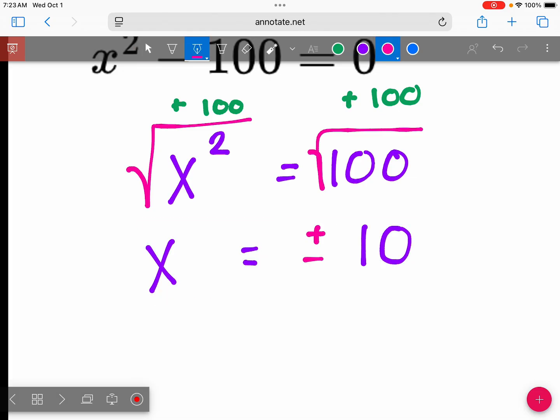Absolutely valid way to do that. Whenever we are square rooting both sides of an equation, because we chose to square root it, we need to add a plus or minus. Because it could be that it was positive 10, it could be negative 10. We're getting our two roots, our two solutions.